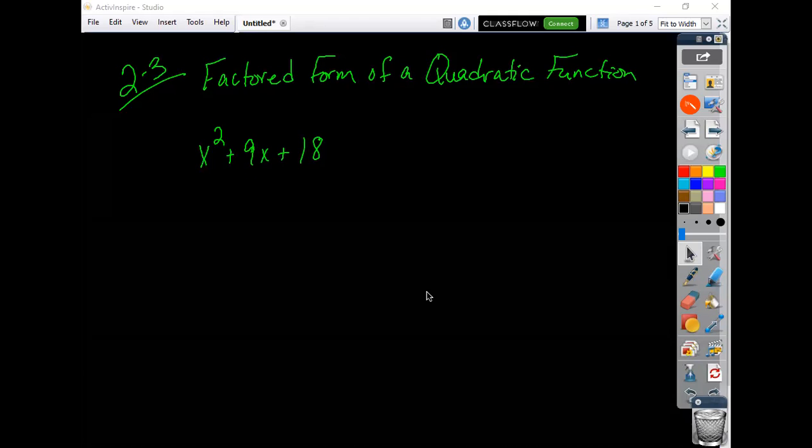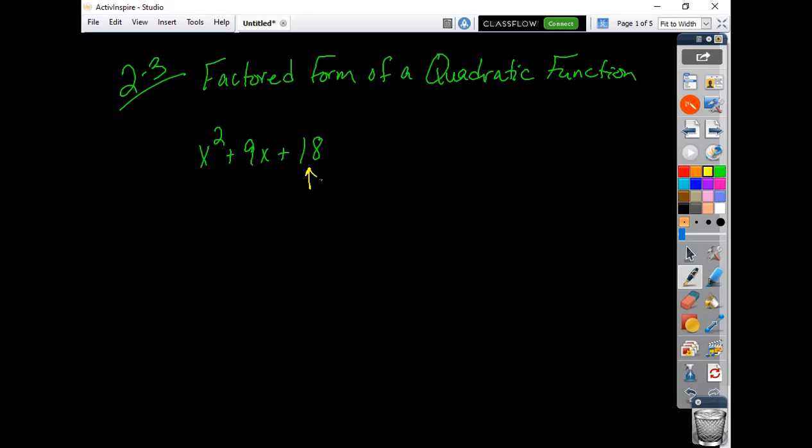Algebra 2, Lesson 2-3, factored form of a quadratic function. So the factored form of a quadratic function, if you need a little practice on your factoring, my preferred way to do it is really trial and error, guess and check, whatever you want to call that.